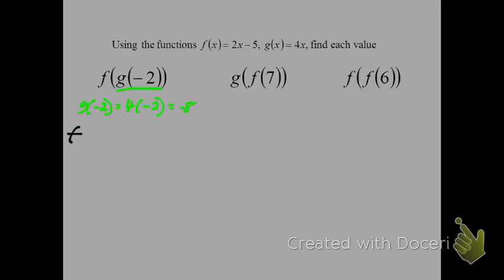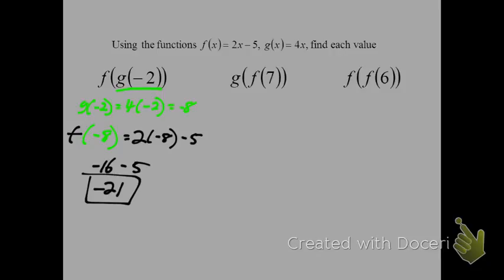Then you find f of negative 8. See how this replaces all of this here. So f of negative 8 would be 2 times negative 8 minus 5, which gives you negative 16 minus 5, which gives you negative 21. And then that's it. That's your answer for that one.